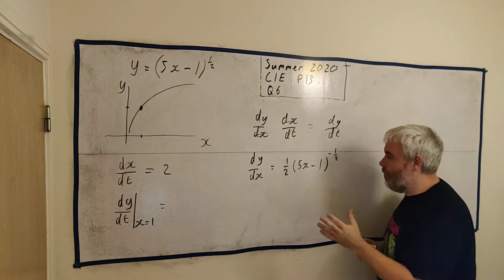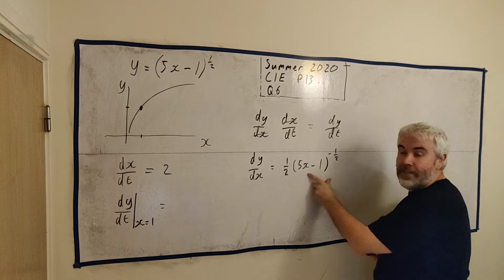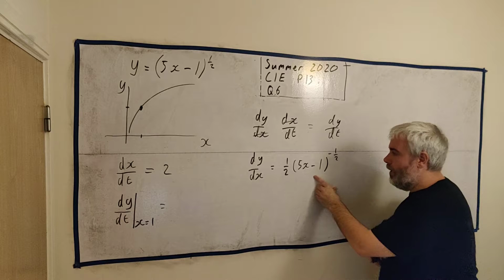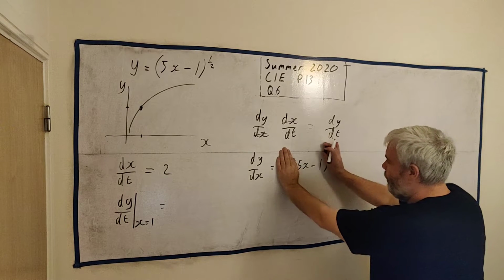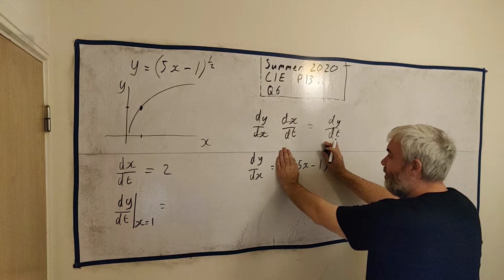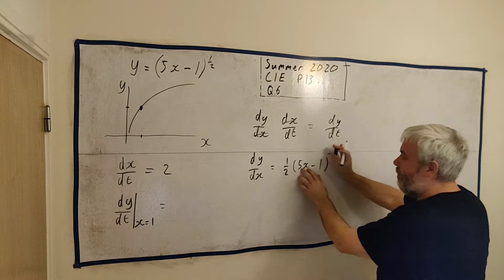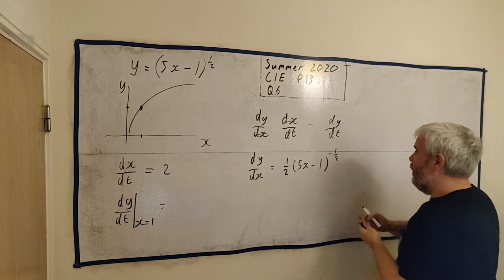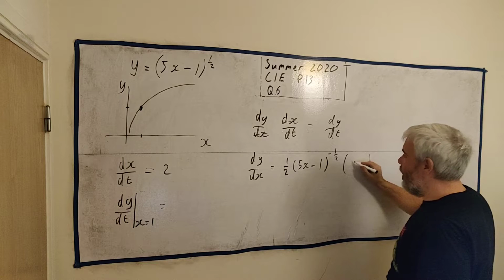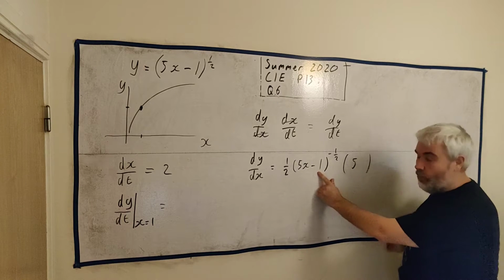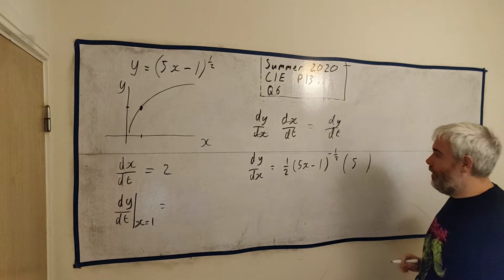So let's fix that little mistake we made. We differentiate what's in the bracket and multiply. So let's differentiate just what's in the bracket. So we have 5x minus 1. The derivative of 5x is just 5. Let's multiply it here, 5, and the derivative of minus 1 is nothing. So we just multiply by 5.